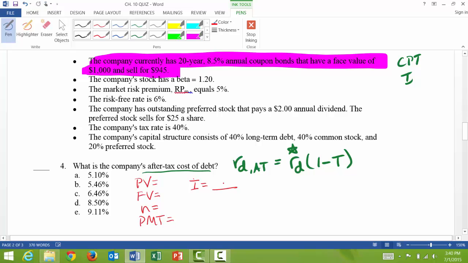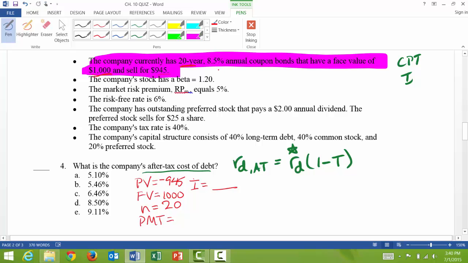So the present value is the price of the bond. And it says that they currently sell for $945. So I'll put $945, what I'd have to pay to invest in this bond. The face value, like we know, is usually 1,000. So that's the future value. N, it's a 20-year bond, so I'll put 20 for N.